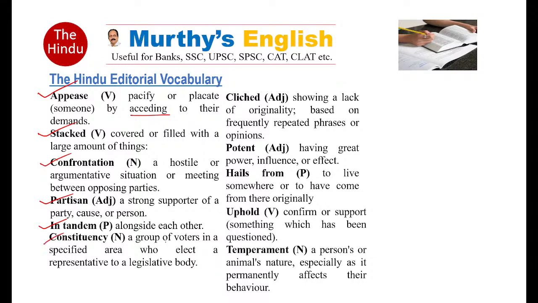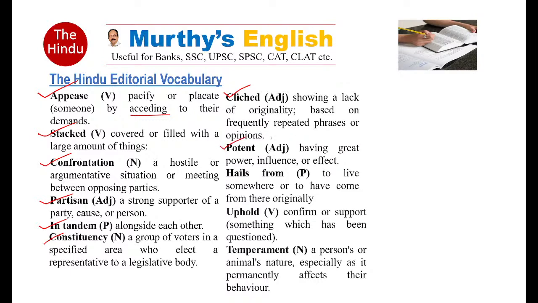Constituency, this goes with polity, a group of voters in a specified area who elect a representative to a legislative body. Constituency, a particular place. Cliched, an important word, part of speech adjective, but as such, it's a noun. It could be a verb, showing a lack of originality based on frequently repeated phrases or opinions. Some politicians, public speakers, they use certain expressions quite often, repeatedly. Then, for those expressions, we use the term cliched.